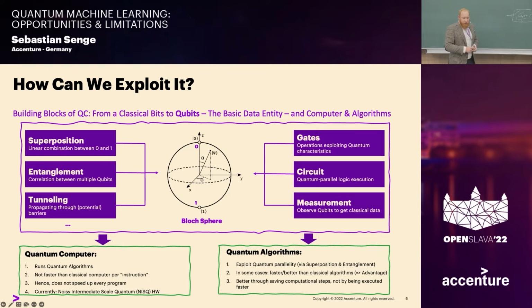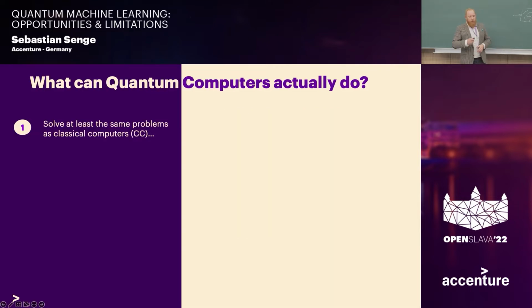So quantum algorithms exploit these quantum mechanical phenomena like superposition and entanglement and so on, and come to optimal solutions, or at least they converge faster than any classical solutions, at least for a couple of problems. To be a little bit more precise, what this actually means, we need to dig a little bit deeper. So the question is, what can quantum computers actually do?